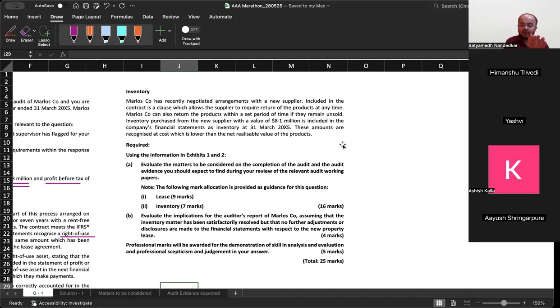The control is still with the supplier only, because these two points specifically point towards that. If you have the ability to tell the other party, "return the goods" if they are not sold, then don't you think the control has still not been given to the other entity? And if the control is not passed on to Marlowe's company, Marlowe's company cannot record it as its own inventory. For that particular reason, this 8.1 million which has been included as inventory is incorrect.